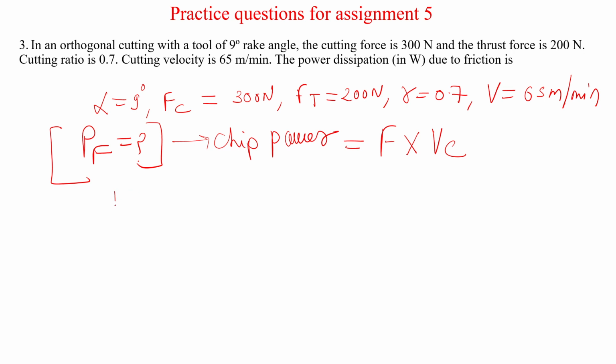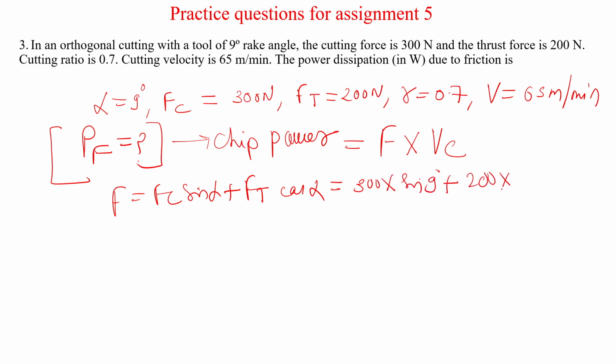So how do we calculate friction force? Fc sin alpha plus Ft cos alpha. Just put the value 300 into sin 9 degree plus 200 into cos 9 degree. What value are you getting here? 244.47 Newton.